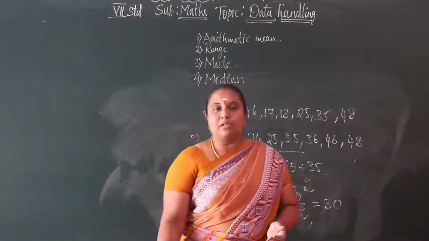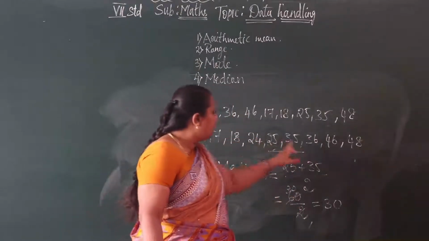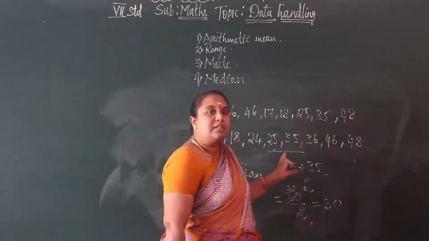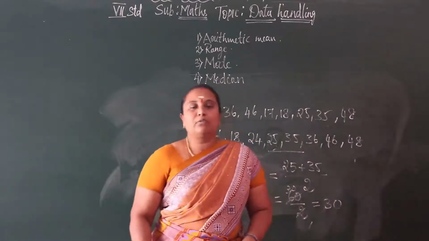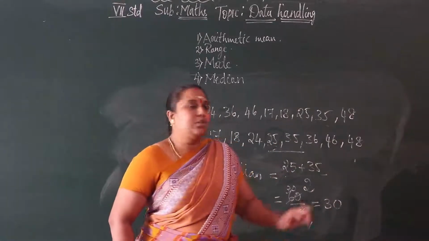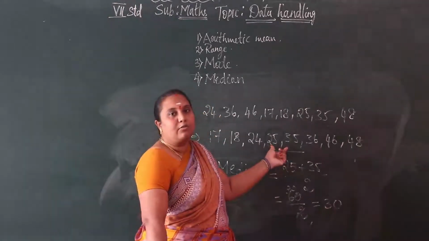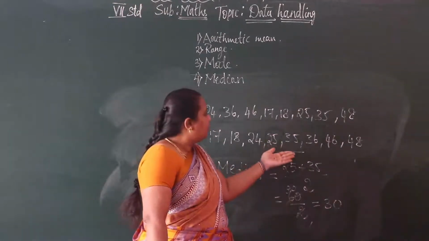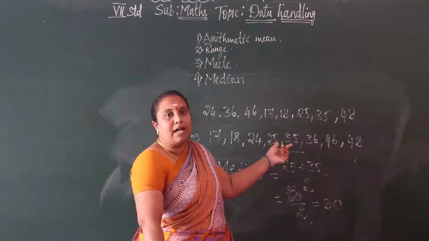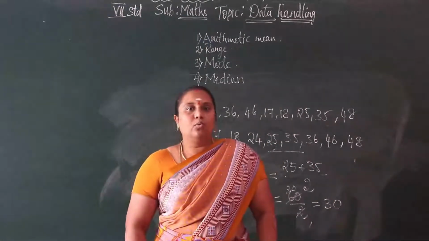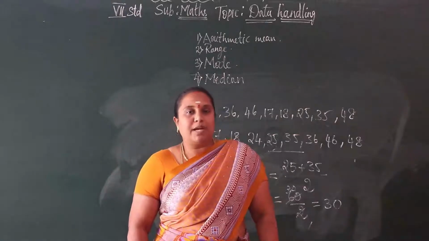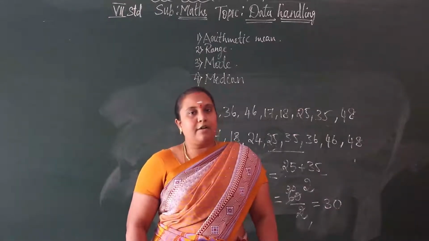You can ask, children: 30 is not there in the list, ma'am. Even if the number is not there in the list, you have to find the sum of the two middle values and take half of it. So median equals the sum of the two middle values divided by 2 in an even set of data.